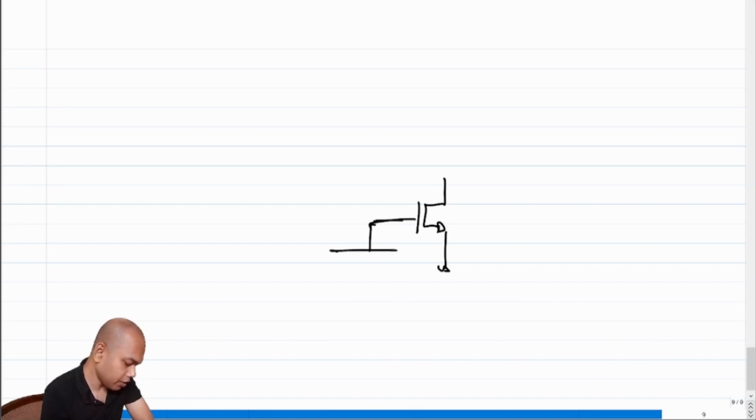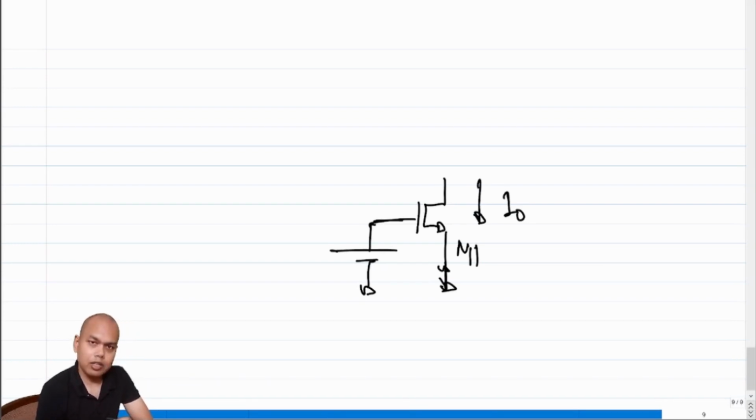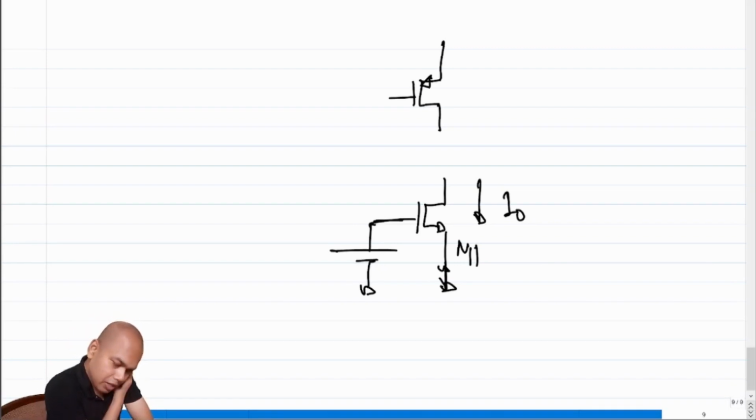So if we only concentrate on the biasing picture, and let's say M1 is in saturation, we have some current I0 flowing through M1, and we want to replace the load resistance with a PMOS transistor on top. We also want the same current to flow through it, and we also want the drains to be connected to each other.